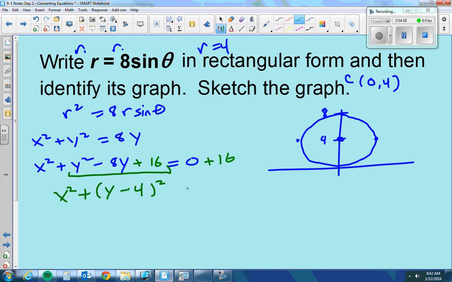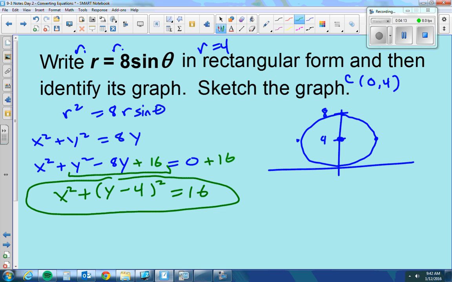Bring the x squared down. This right side is 16. And that is the standard form equation of the circle. Notice one big detail. The center was at positive 4, 0, 4, wasn't it? But you see y minus 4 in the equation. Don't forget that happens. The sign is opposite in the equation. And this is not r, that's r squared. So the radius is 4. The center is 0, 4, and the radius is 4, which is what we drew, isn't it? Okay.